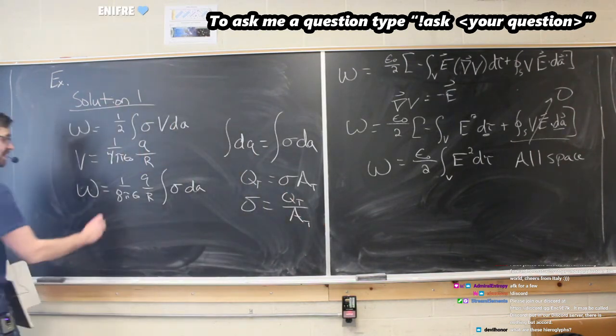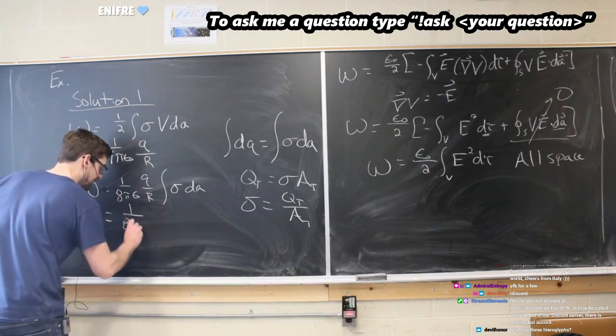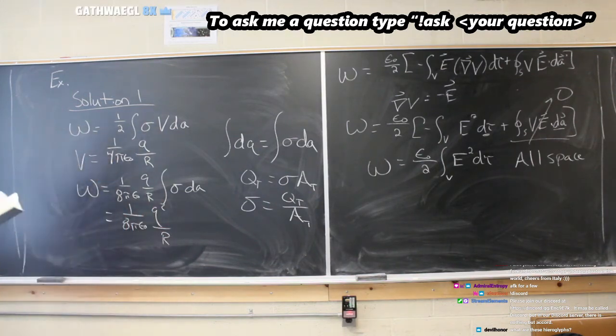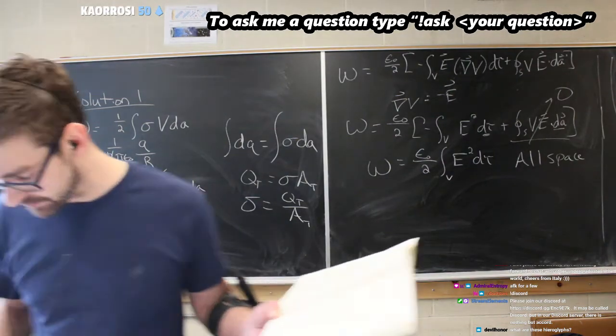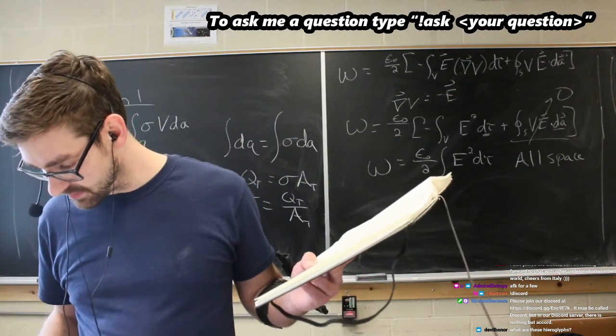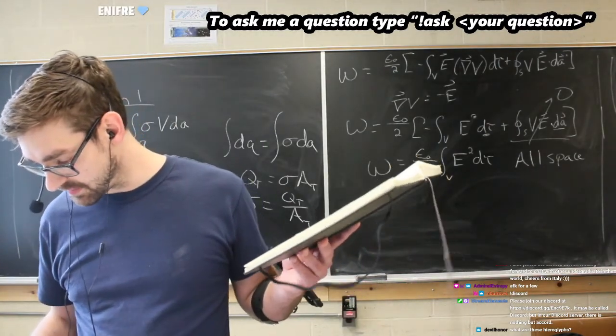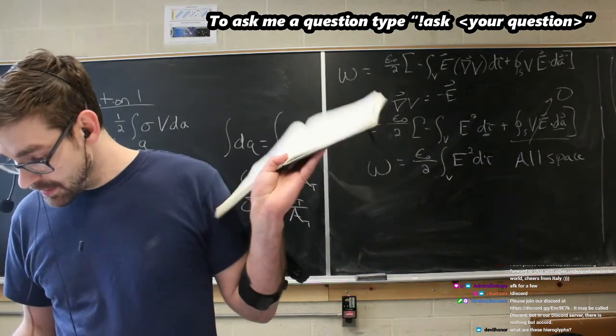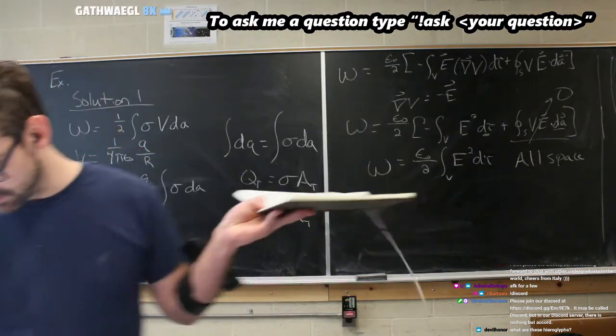So now this then becomes 1 over 8 pi epsilon naught Q squared over R, okay? And this is just set up in a way that the total charge is equal to that. I didn't make it as clear as Griffiths makes it in this example. So this is example 2.9 if you're following along, by the way. Okay, so let's keep going.